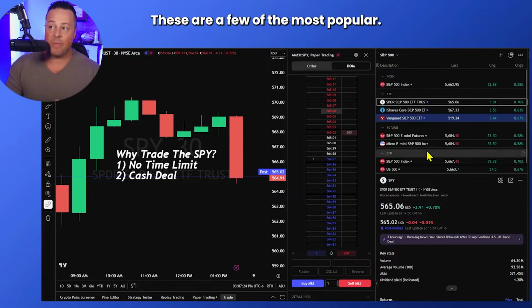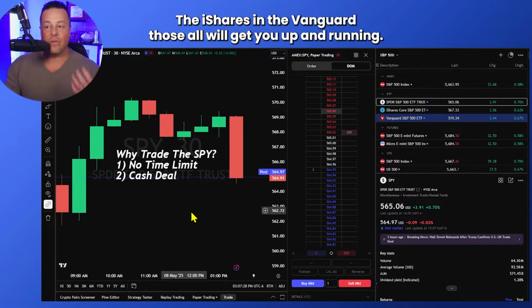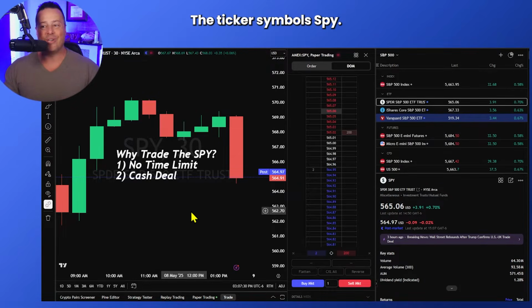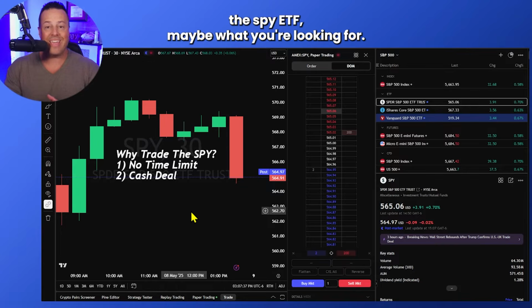These are a few of the most popular: the Spider S&P 500 ETF, the iShares, and the Vanguard. Those will all get you up and running. The ticker symbol is SPY. So if you're looking for a longer term play, maybe on the S&P 500, the SPY ETF may be what you're looking for.